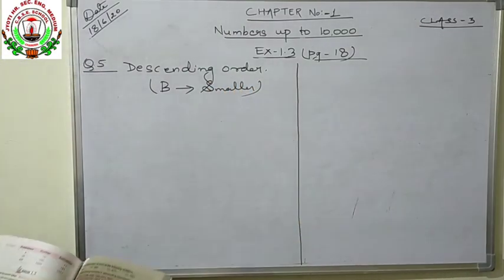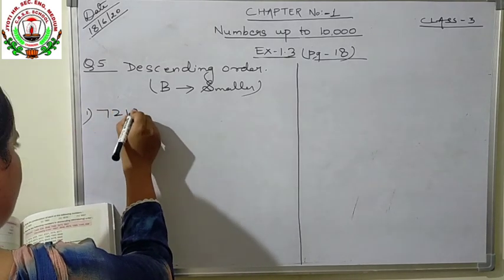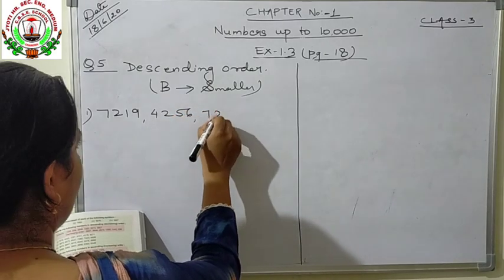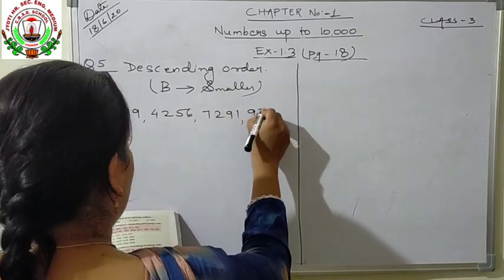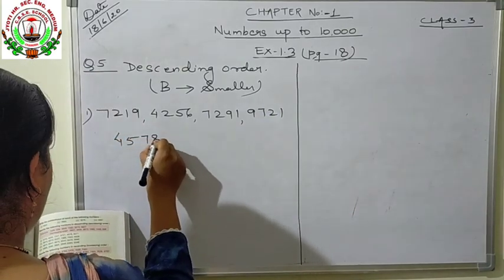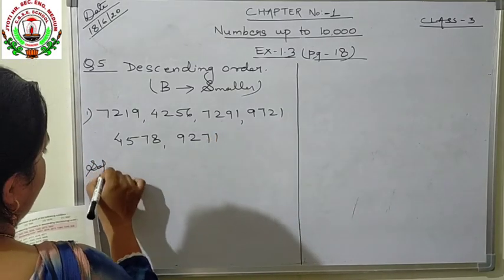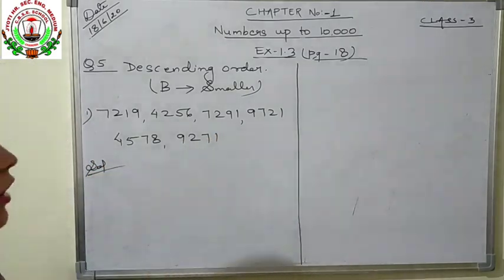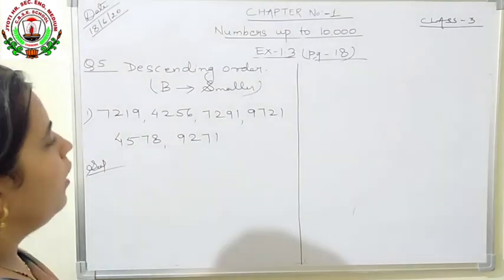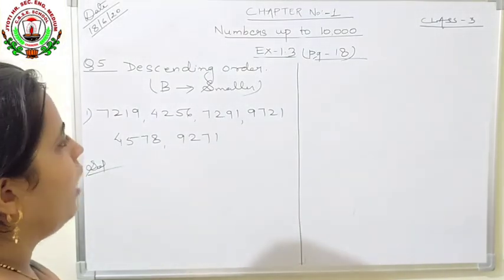Okay, let's solve question number 1. The first one is 7,219, 4,256, 7,291, 9,721, 4,578, 9,271. Solution: we have to arrange these numbers in descending order. Descending means from greater to smaller. First we will look in the question for which one is greater. First we will compare the 1000s positions.